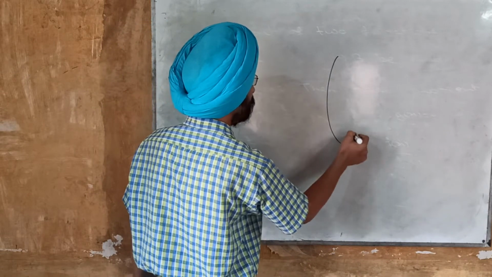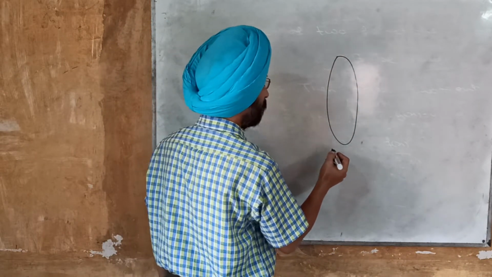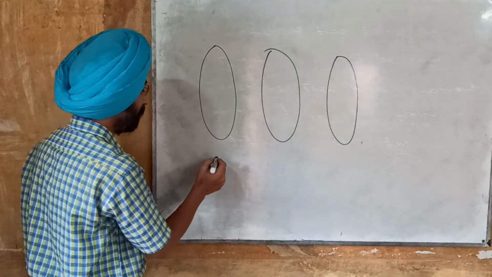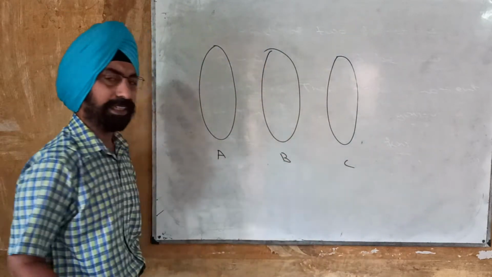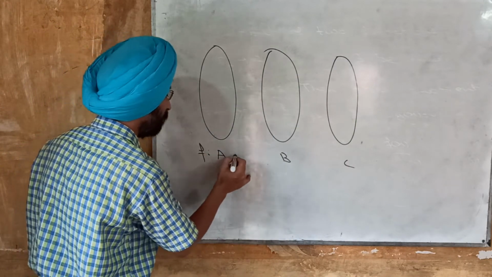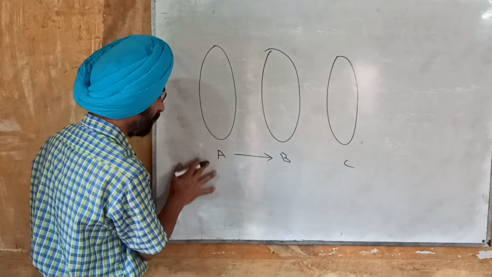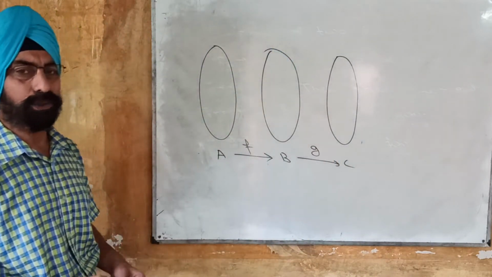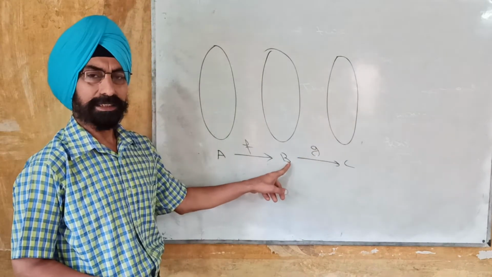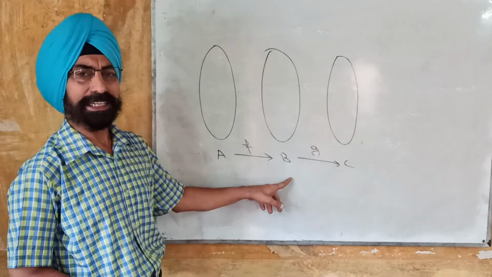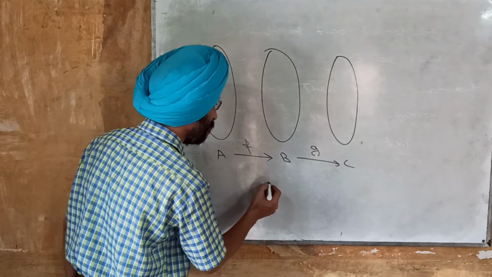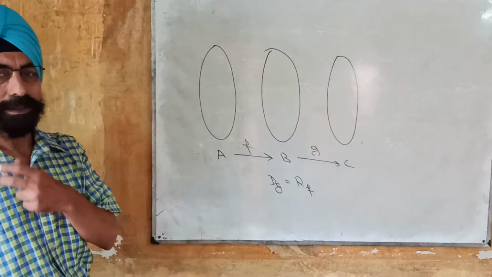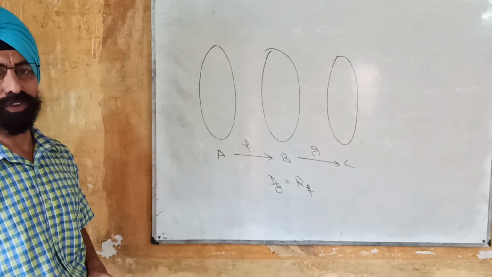There is a function f from some, I'm taking three sets. One is A, other is B, the third is C. f is a function from A to B, and g is a function from B to C. That means the domain of g is the set B, and B is also the range of f. So the necessary condition is that the domain of g is equal to the range of f. That is the required condition for the composition of two functions to be defined.